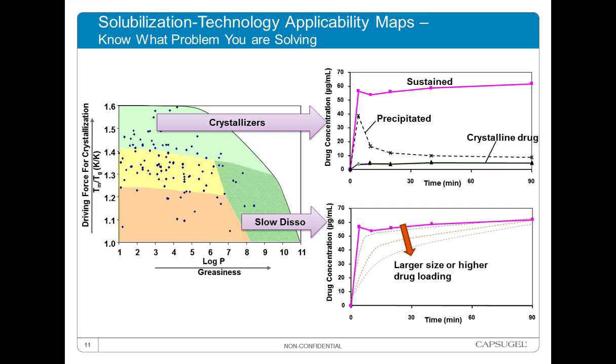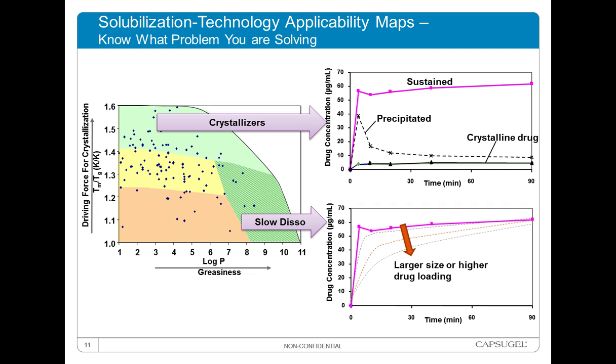A common failure mechanism for these compounds is shown here on the dotted curve, where the concentration of drug increases during a dissolution test or in vivo, and then rapidly precipitates to the crystalline solubility. And of course, the goal here in formulating is to reach something that looks like the pink curve, where we maintain that rapid dissolution rate, but we sustain a high level of drug concentration throughout the course of the dissolution test or throughout the transit in the GI tract.